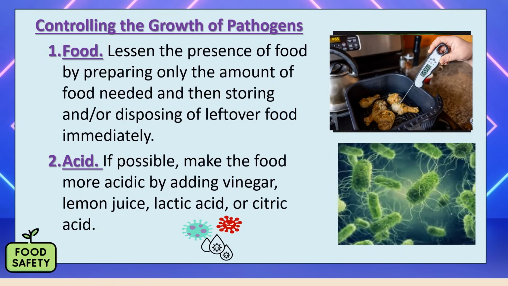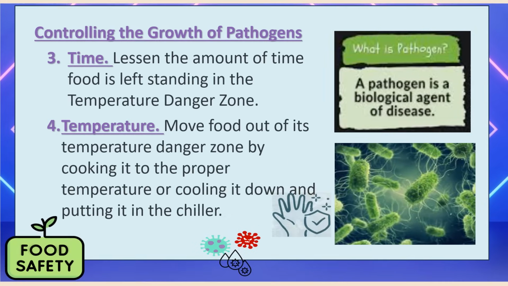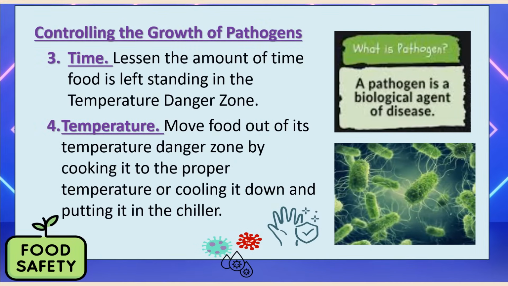Controlling the growth of pathogens. First is the food. Lessen the presence of food by preparing only the amount of food needed and then storing and/or disposing of leftover food immediately. Next is the acid. If possible, make the food more acidic by adding vinegar, lemon juice, lactic acid, or citric acid. Next is the time. Lessen the amount of time food is left standing in the temperature danger zone. And the temperature. Move food out of its temperature danger zone by cooking it to the proper temperature or cooling it down and putting it in the chiller.